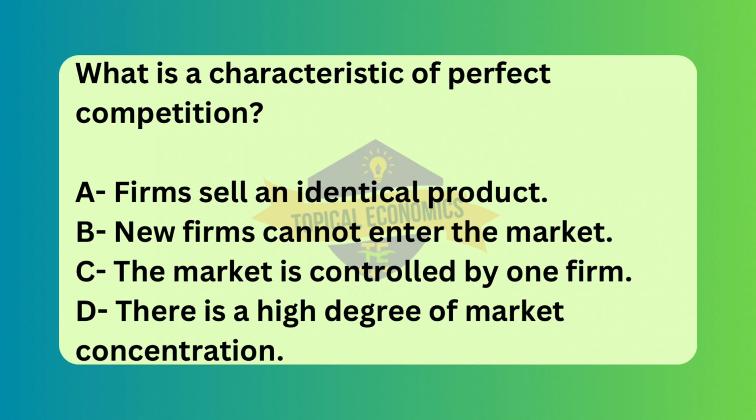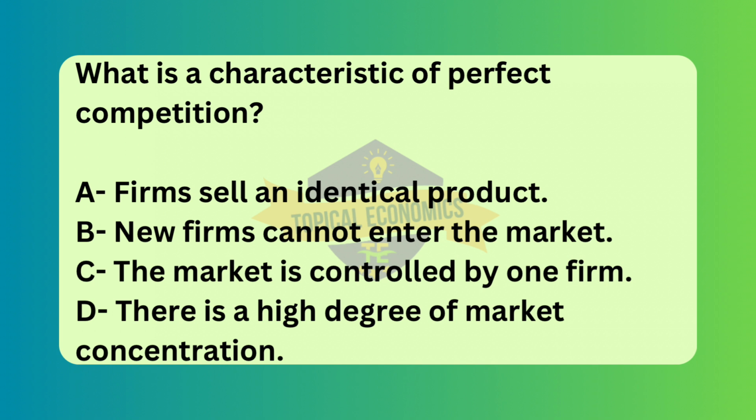Firms sell an identical product. In a perfectly competitive market, all firms sell a homogeneous or identical product, meaning consumers do not differentiate between the goods offered by different sellers. This is one of the key characteristics of perfect competition, along with other features such as free entry and exit of firms, many buyers and sellers, and perfect information.